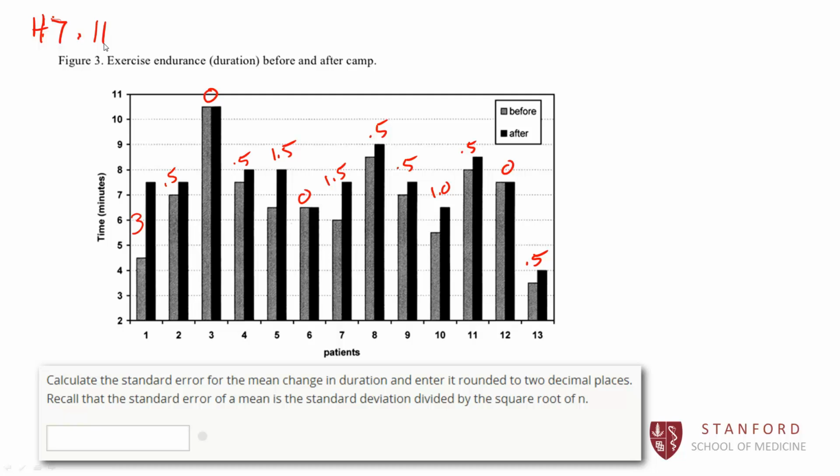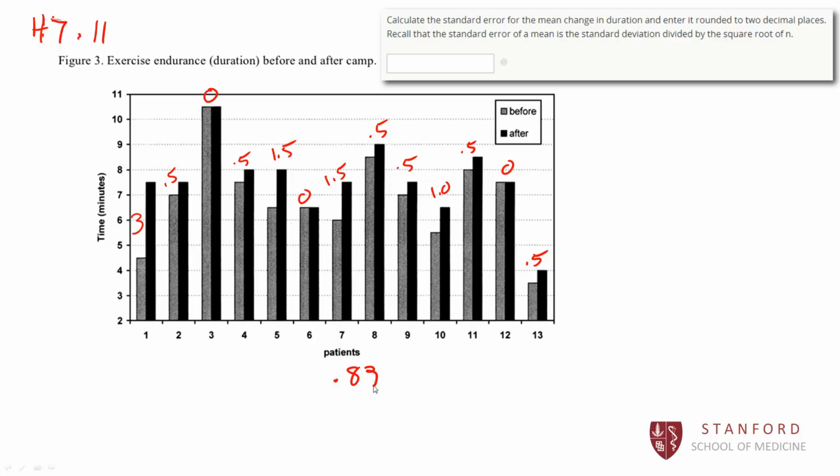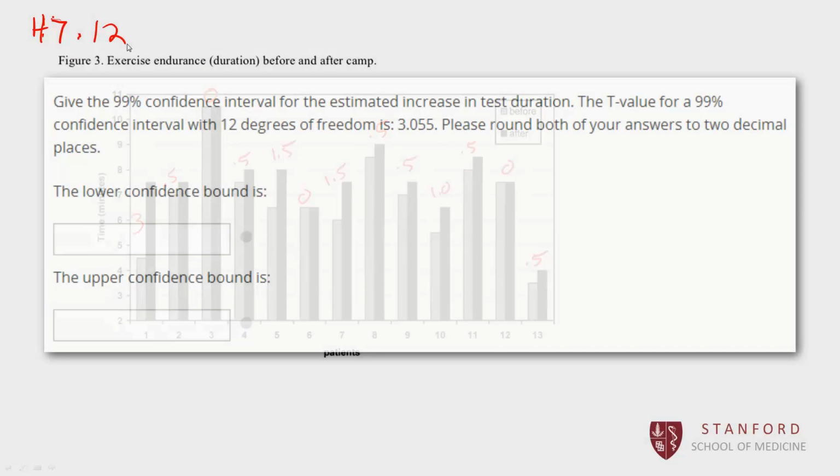To calculate the standard error of the change here, we would take the standard deviation for change, which we calculated already as 0.83, and divide by the square root of n. So 0.83 divided by the square root of 13 is 0.23. That would be our standard error here.